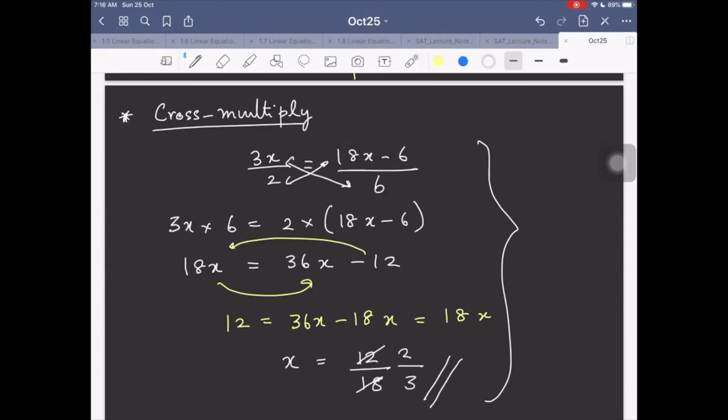No, it's negative 12 here. See, it's negative 12 here. I'm taking it to the other side, so it becomes plus 12. It's 36x negative 12. It goes to the other side. It'll become plus 12. Robin, is it okay?